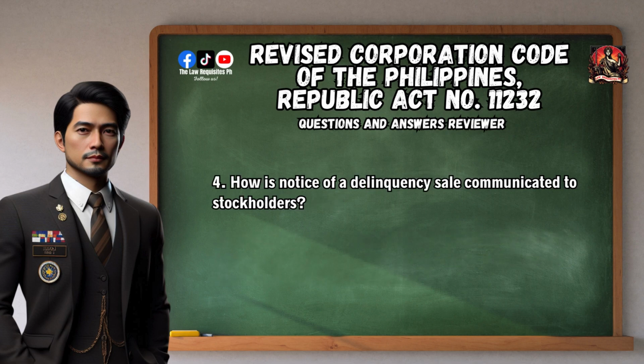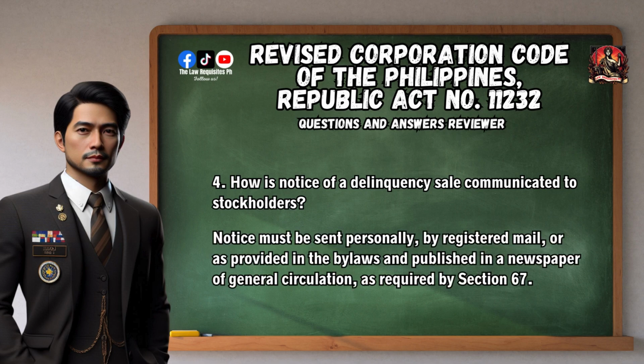4. How is notice of a delinquency sale communicated to stockholders? Notice must be sent personally, by registered mail, or as provided in the bylaws, and published in a newspaper of general circulation, as required by Section 67.